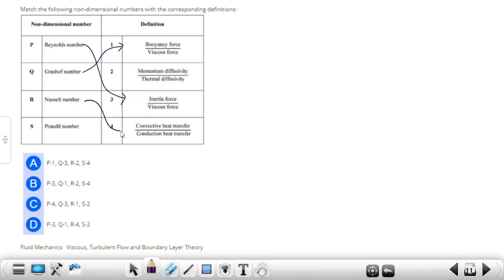Next, Russell number, which is convective heat transfer divided by conduction heat transfer. Next, Prandtl number, which is momentum diffusivity by thermal diffusivity. So option D is the correct answer.